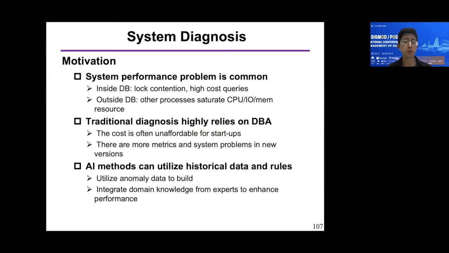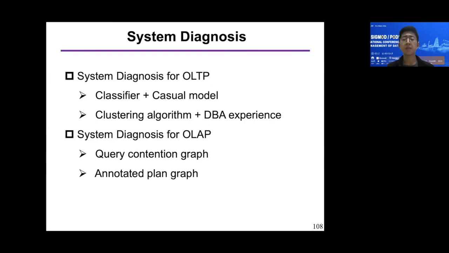After detecting the abnormal performance metrics, next we need to diagnose the root causes. There are three motivations. First, system performance problems are very common, especially on cloud databases. And traditional diagnosis highly relies on DBAs and experts, and is very costly and time-consuming. The AI methods can utilize historical data and rules to enhance the diagnosis procedure. Based on the workload types, we can divide existing diagnosis work into OLTP-oriented and OLAP-oriented.